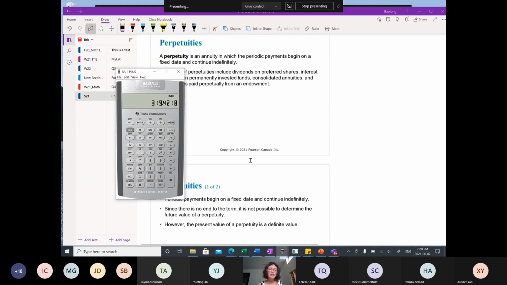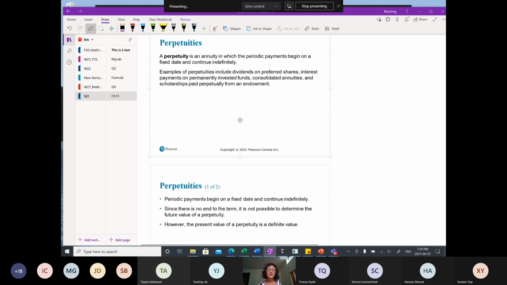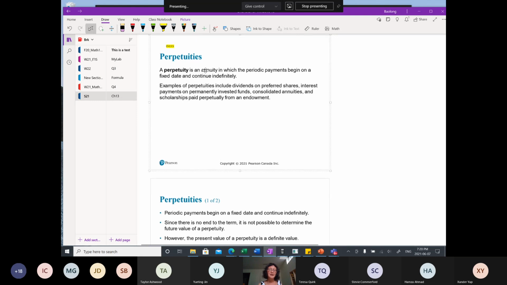Default annuities due. Okay. Last session is perpetuity. So perpetuity is an annuity in which the periodic payment begins on a fixed date, but it continues indefinitely, meaning it is going on and on and on and on.